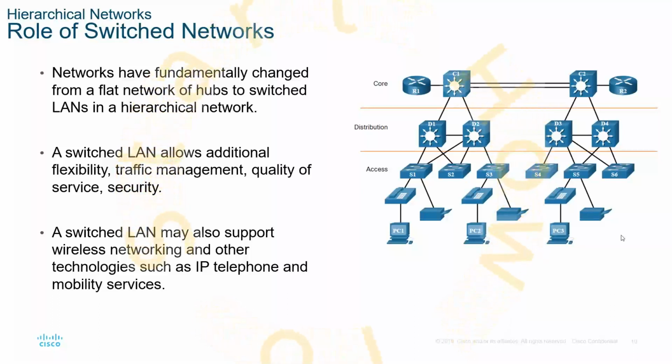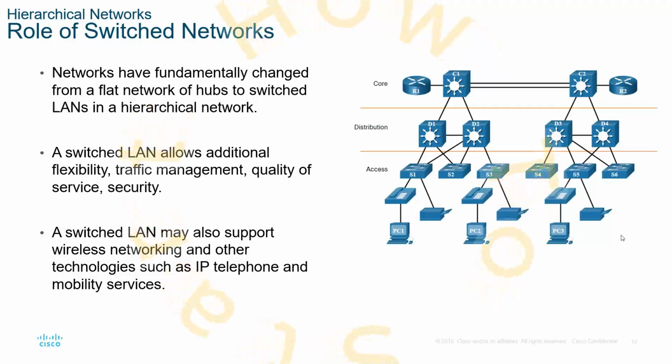So the roles of our switched networks, again, core, distribution, access. You're going to notice that distribution and core typically use layer 3 switches. Access will only typically use layer 2 switches, and that is it.